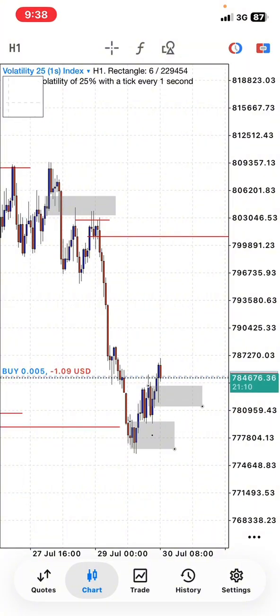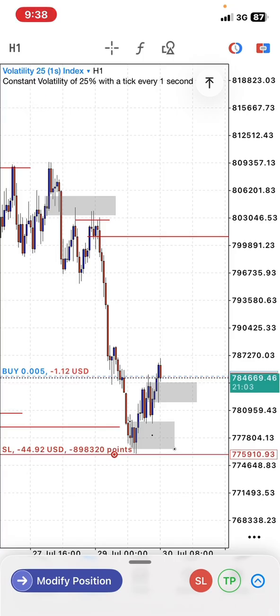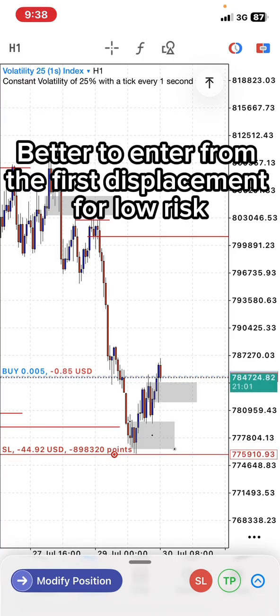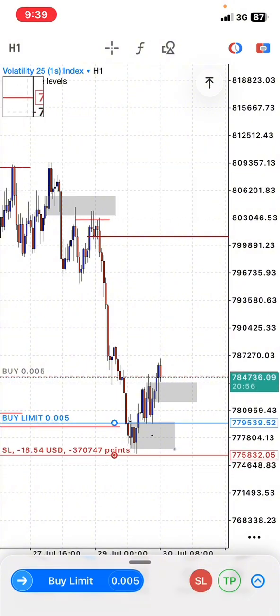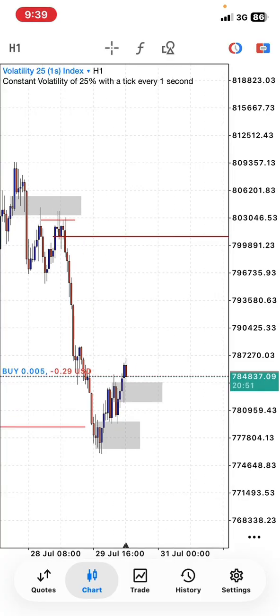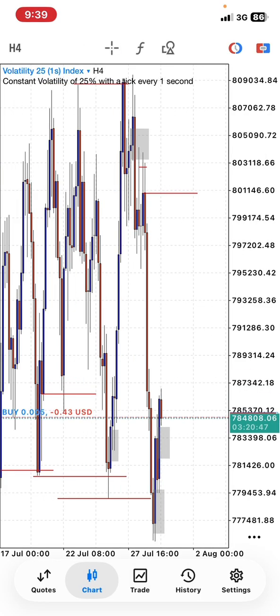The only difference is that now I still have to place my stop loss below this place, which is costing me more. If I had entered from this place initially, it would have been less compared to now that I'm entering. So let's just take it like that. That's just how I enter my trade.